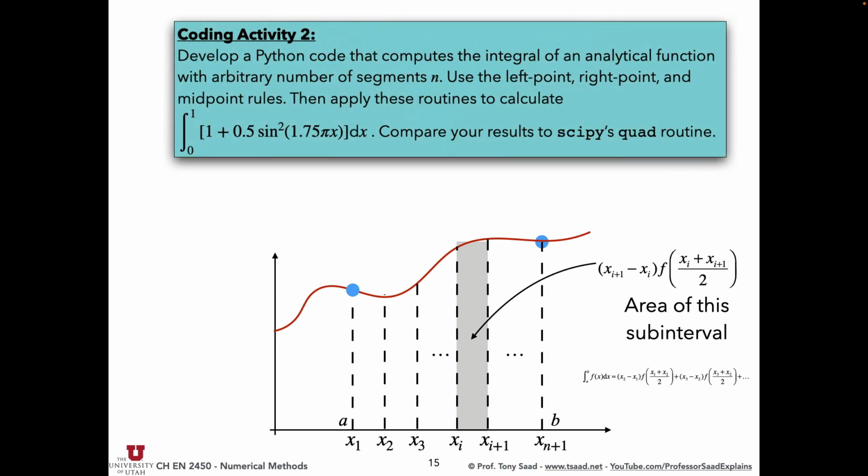We're going to create now a Python code that computes the integral of an analytical function with an arbitrary number of segments. So now we're going to pass the function, a and b, and also the number of segments that we're going to subdivide that interval to. How many segments do you need? Well, this is similar to Taylor series. How many terms do you need?